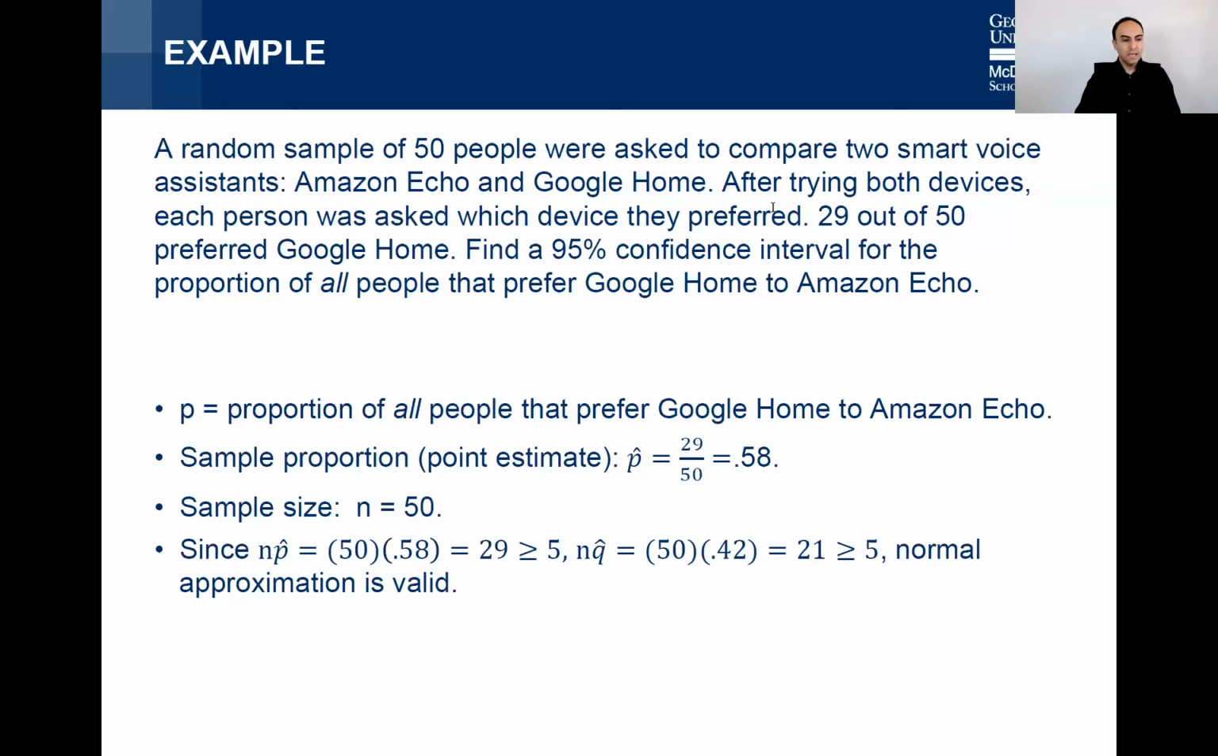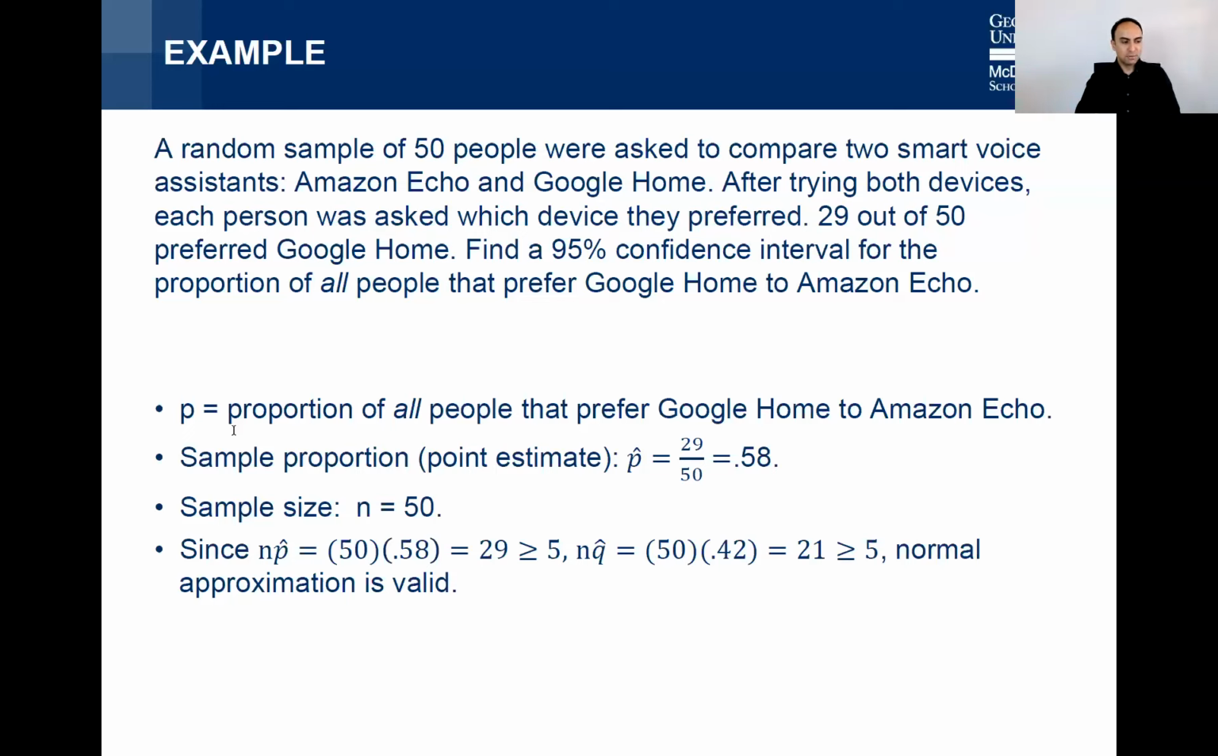So after trying both devices, each person was asked which device they preferred. 29 out of 50 preferred Google Home. And the question is, find the 95% confidence interval for the proportion of all people that prefer Google Home to Amazon Echo. So you just took a sample of 50 users, but you want to say something about a bigger population just using this sample. So what do we do?